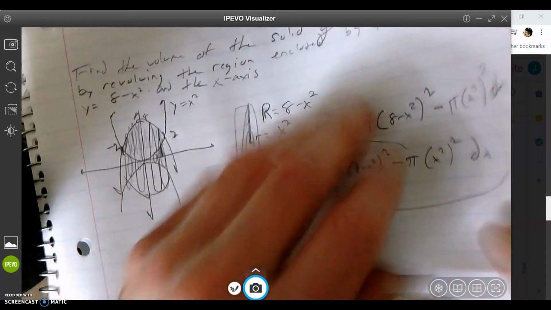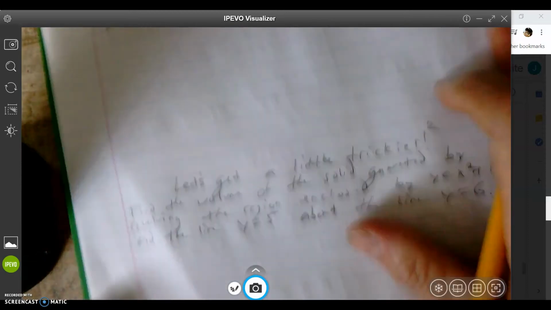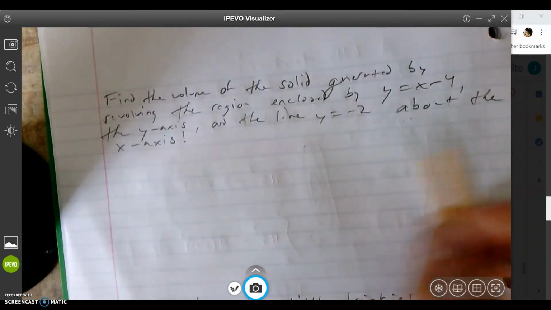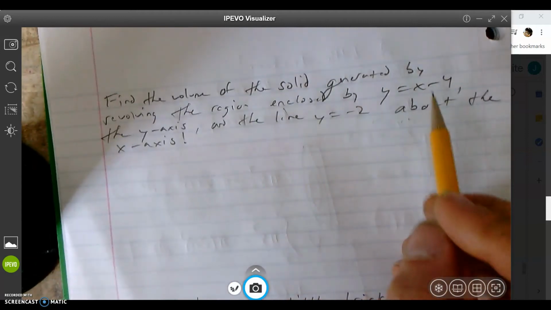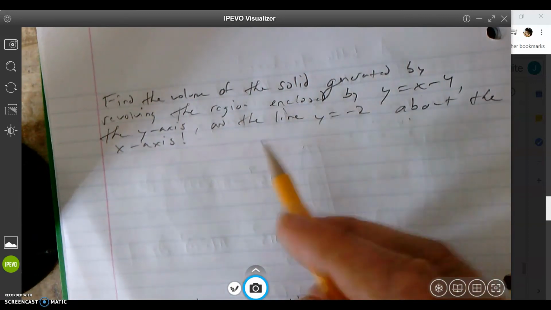Let's see if you get the next one. Here you go. 2 more. Doing good. All right, here you go. So the volume of a solid generated by revolving the region enclosed by y equals x minus 4 and the y-axis and the line y equals negative 2 about the x-axis.